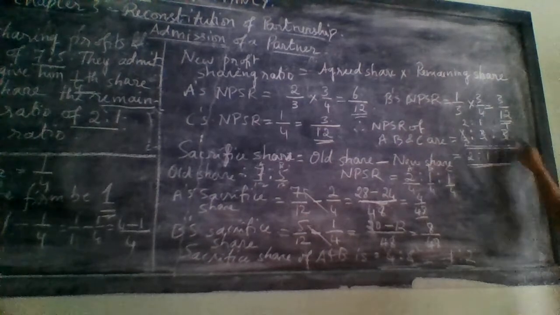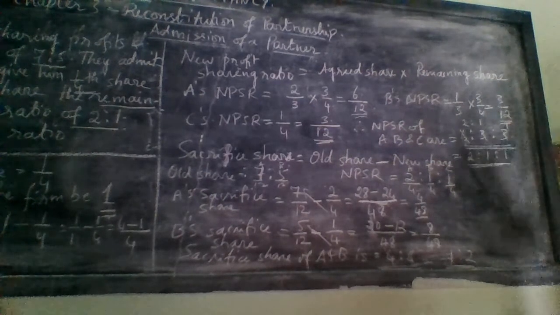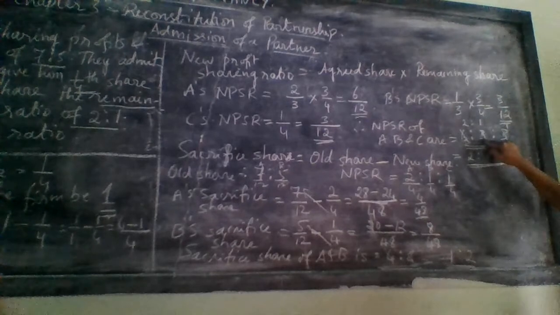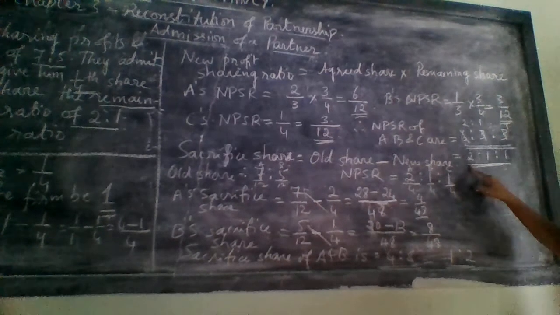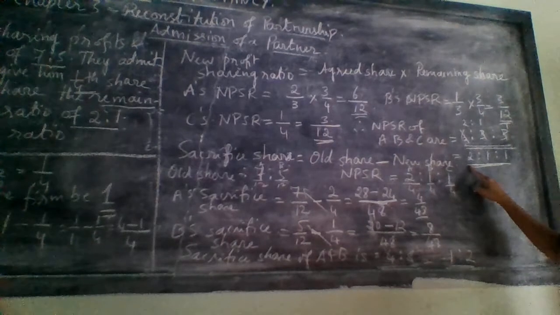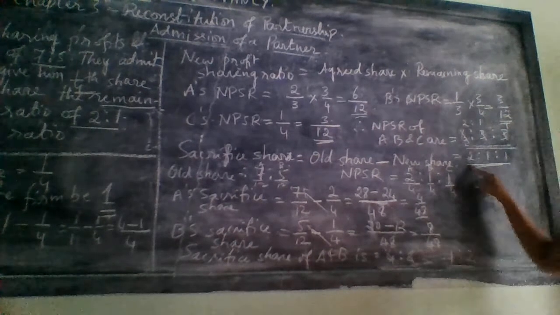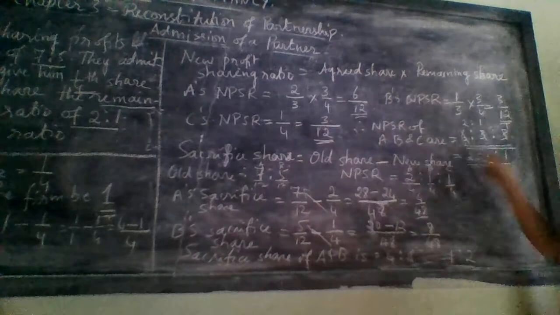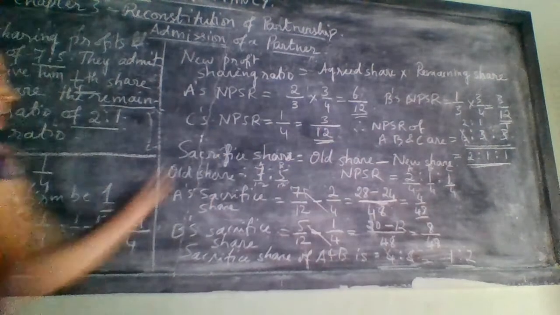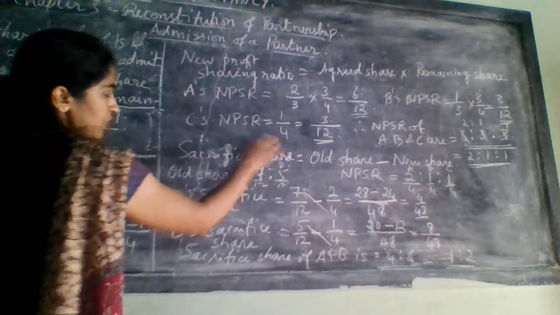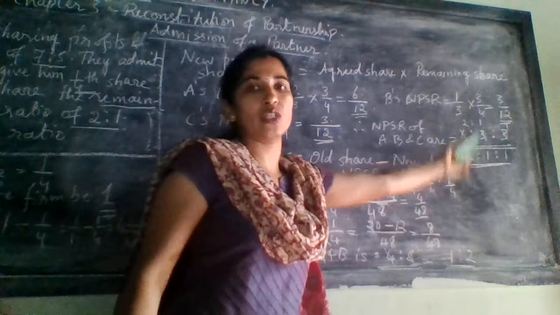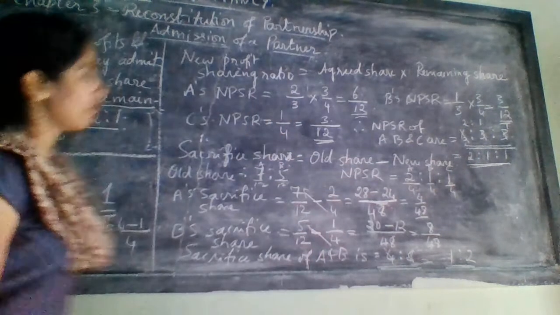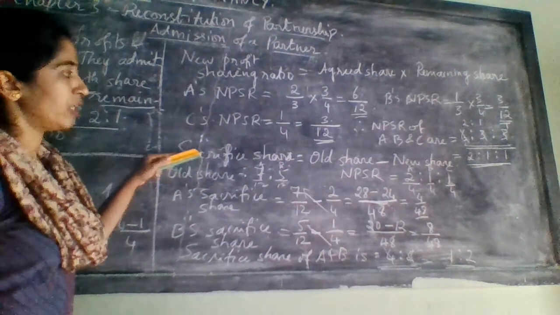Here you can write, because this can be divisible by 3. 3 ones are 3, 3 ones are 3 and 3 twos are 6. Write it here, and this is the new profit sharing ratio of A, B and C. That I need to write actually, but I did not have place here. But while writing in the notes, you write here. Therefore, new profit sharing ratio of A, B and C are 2:1:1.